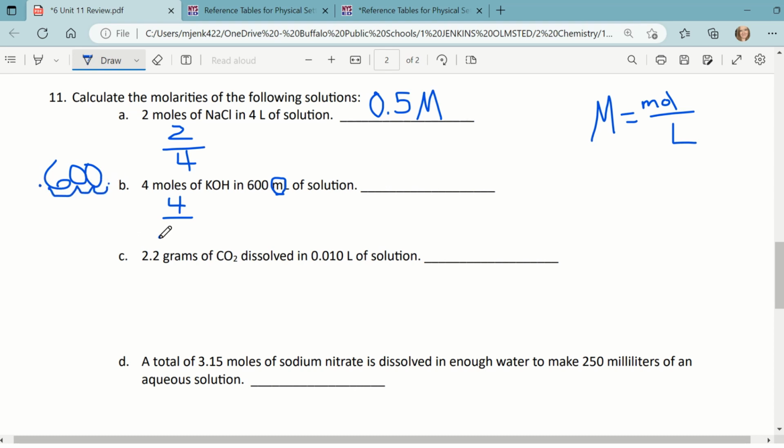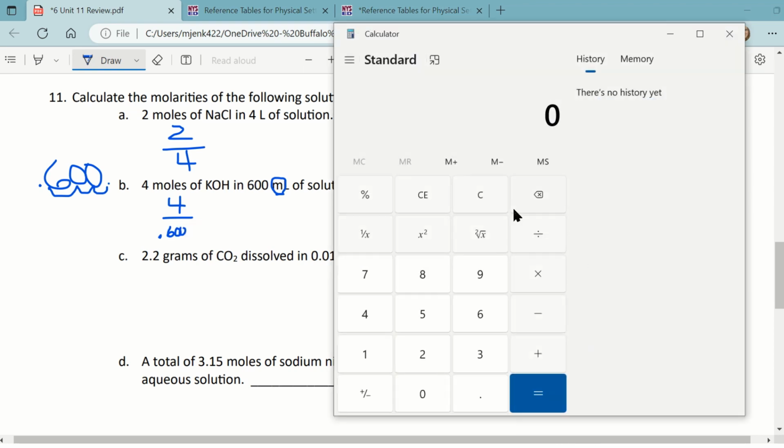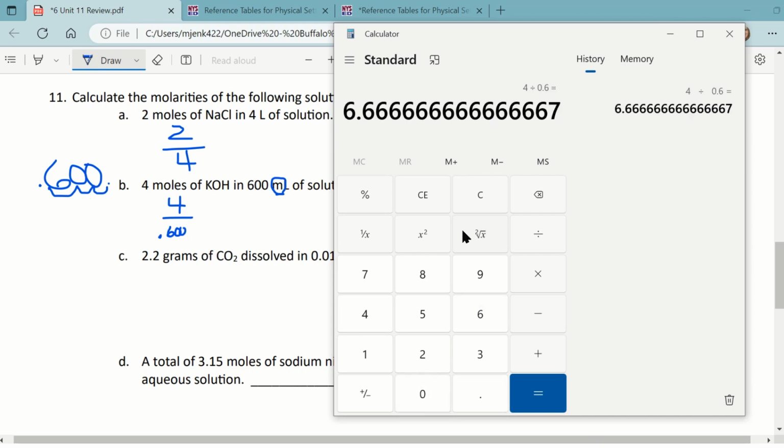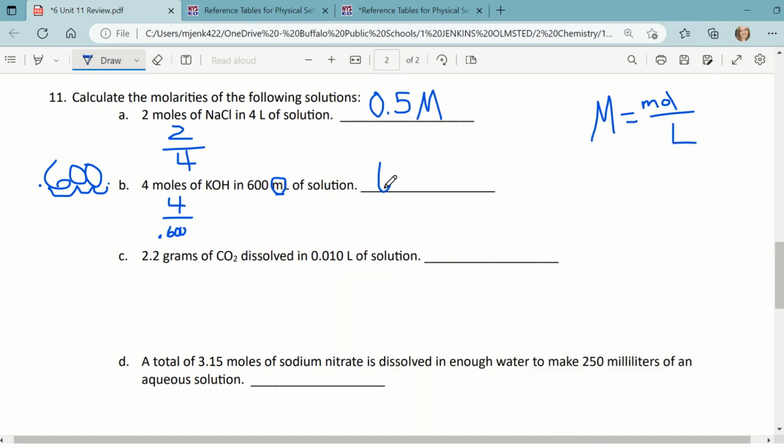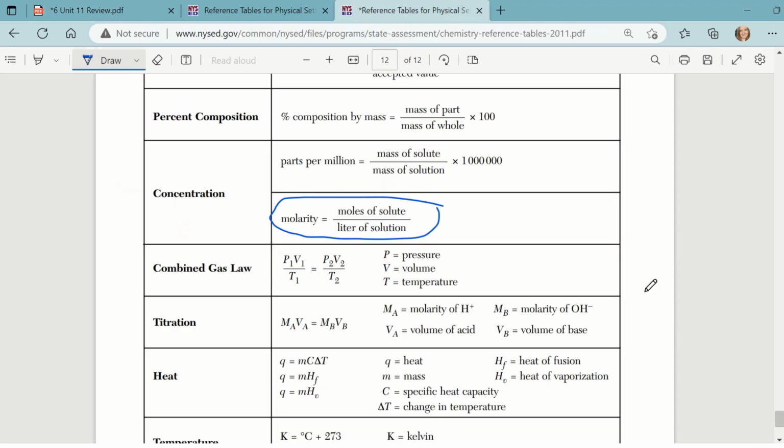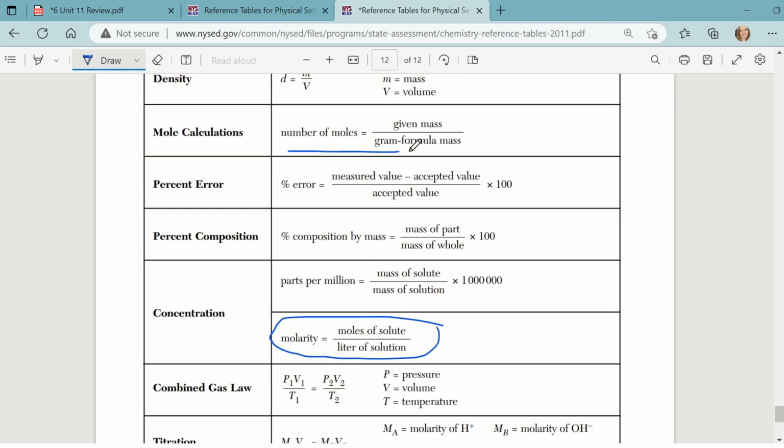0.600. So then you take your calculator, right? And you do 4 divided by 0.600. Equals 6.67. Okay, so we're going to do 6.7 molar. Now next one, we need moles over liters. Well, we got liters, that's beautiful, right? But we have grams, not moles. Okay, so you have to remember that you can do this.